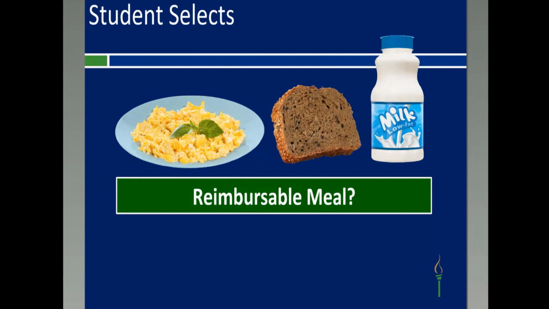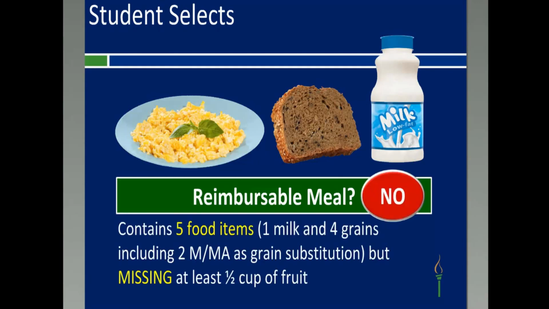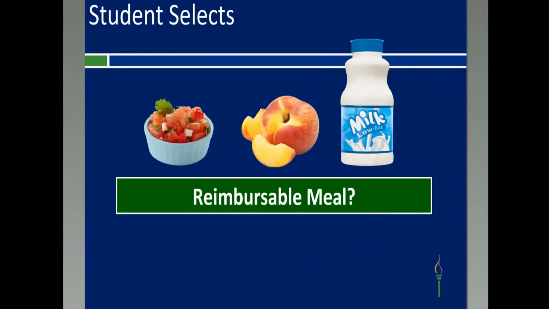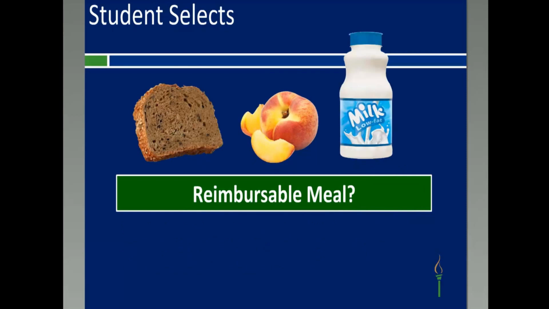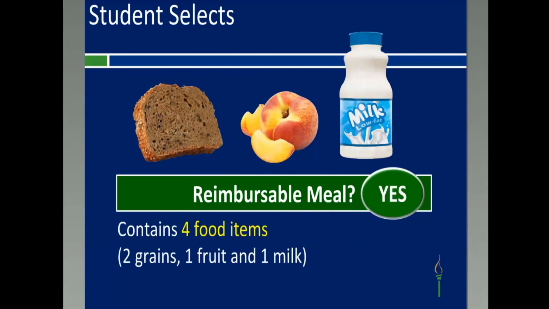Here we have another example where they take the meat, the grain, and the milk. However, they are missing their half cup serving of fruit, so we could not count this towards reimbursement. Here we can count as a reimbursable meal. This is also a reimbursable meal.